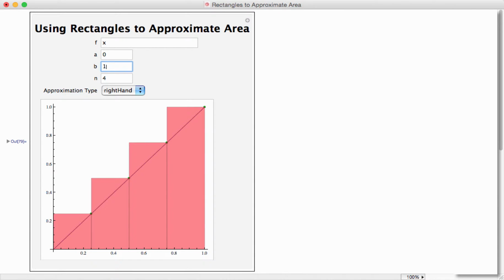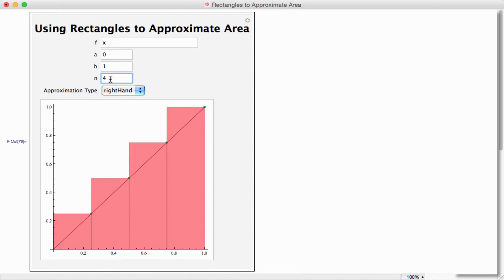In lesson 7.1, questions 1 and 2, you're going to be using rectangles to approximate the area under different curves. So I'm going to show you what the case for n equals 4 looks like for question number 1. The function in question number 1 is f of x equals x. The left-hand part of the interval is 0, the right-hand part of the interval is 1, and the number of subintervals is 4.